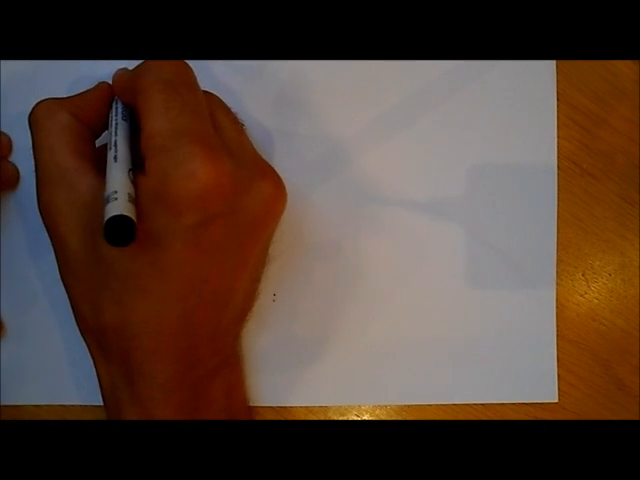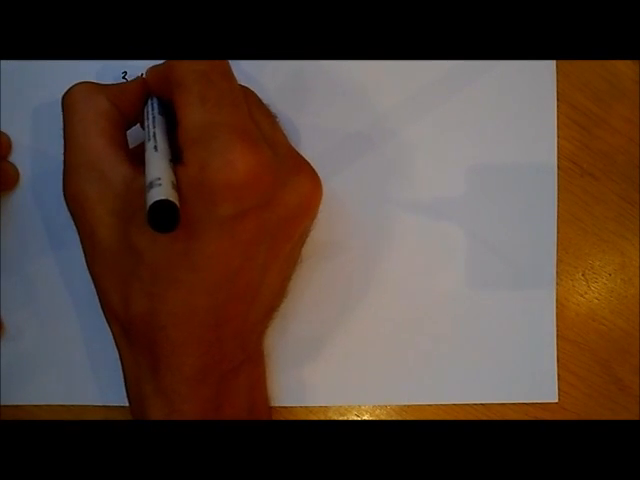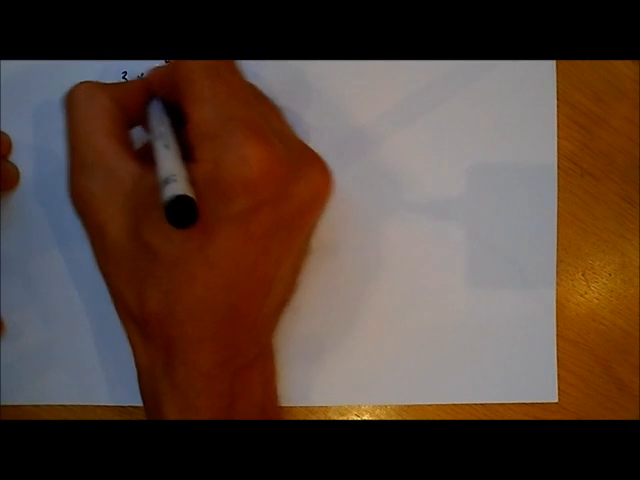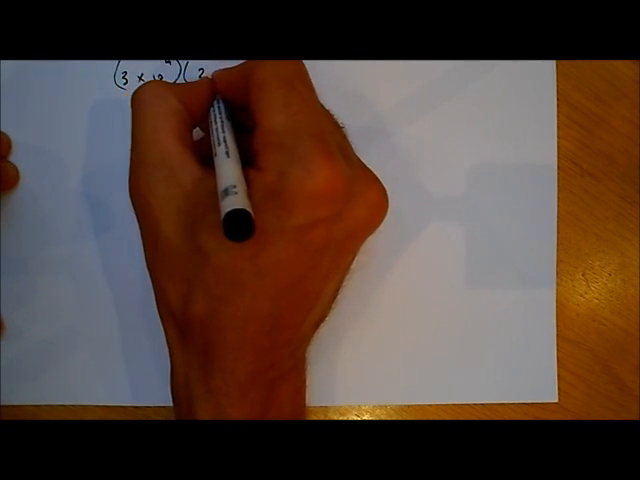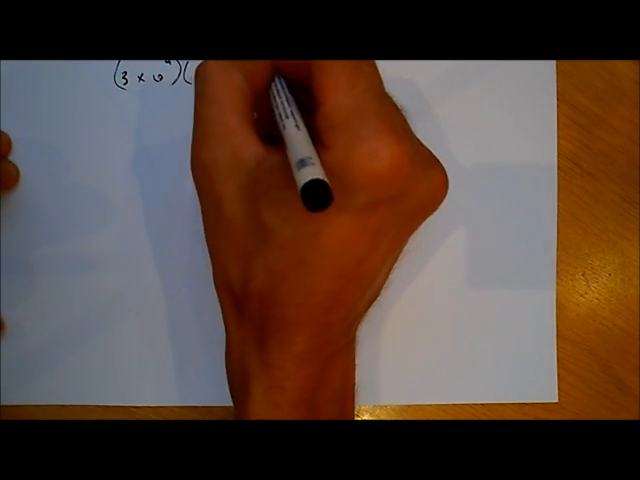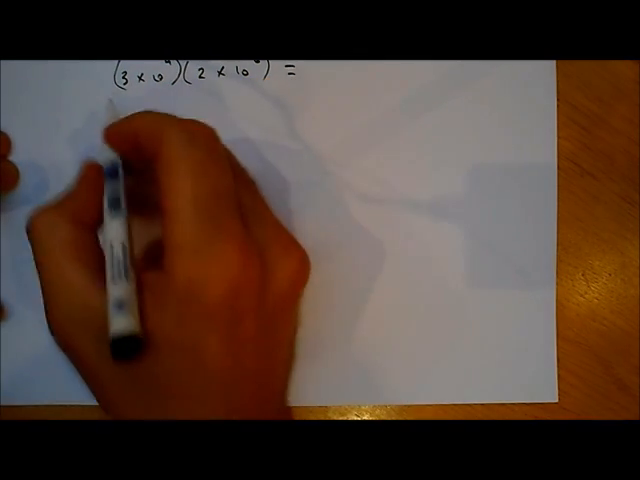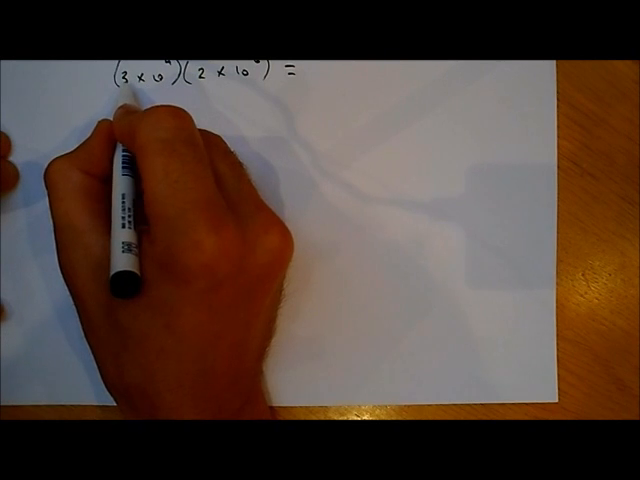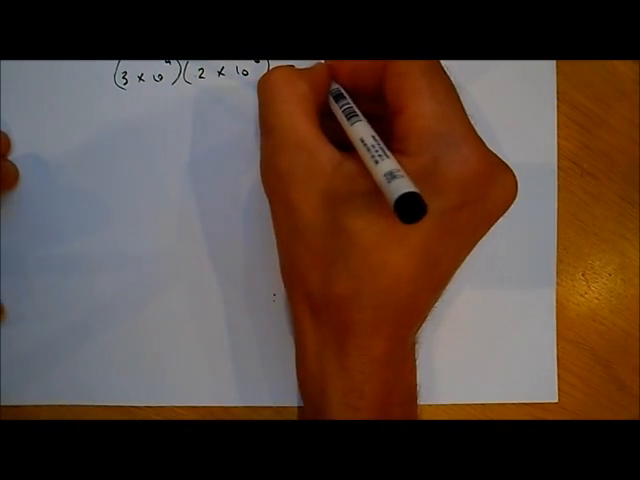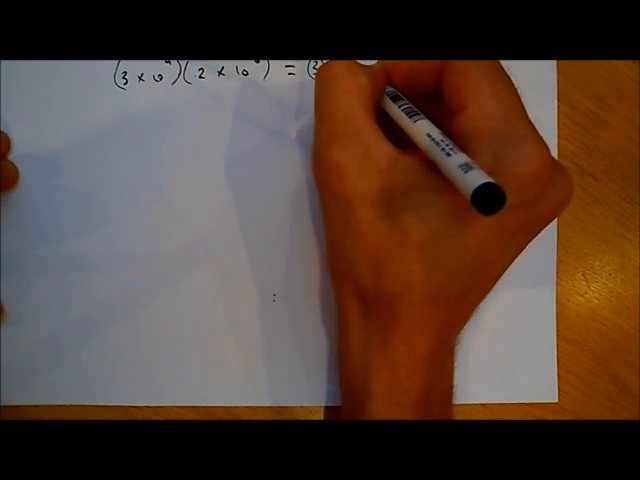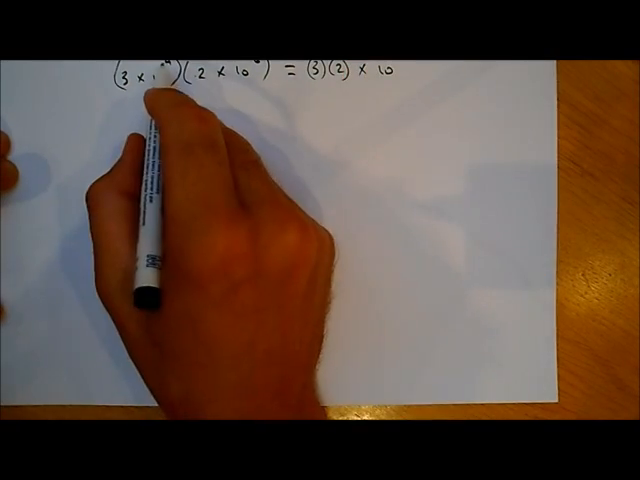So let's say we want to multiply these numbers. So 3 by 10 to the power of 4 multiplied by, let's say, 2 by 10 to the power of 6. It's very simple. If you're multiplying these two numbers in scientific notation, all we do is we multiply the 3 and the 2 part. So that's going to be 3 multiplied by 2 multiplied by 10 to the power of, and we add the powers.